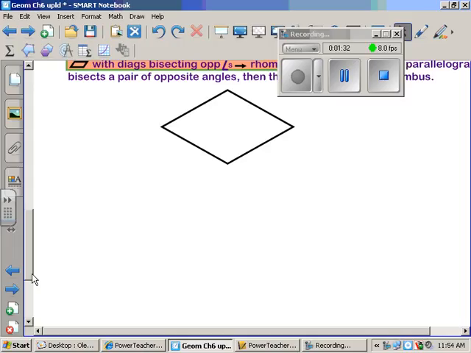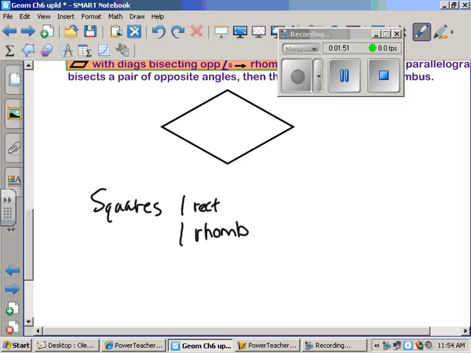Oh, and the other thing I need to mention is for squares, you just have to prove one rectangle thing, one of those rectangle green ones, and then one rhombus thing, one of those orange ones. Okay, if you can prove one of each of those, because remember squares are both rectangles and rhombi, so if you can prove one of each, then you know you have a square.